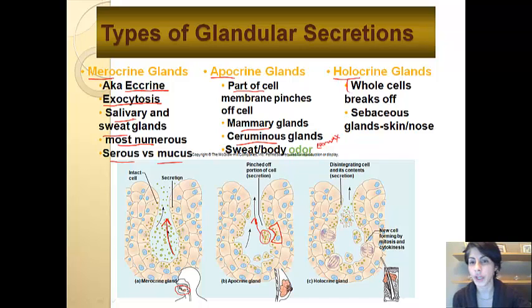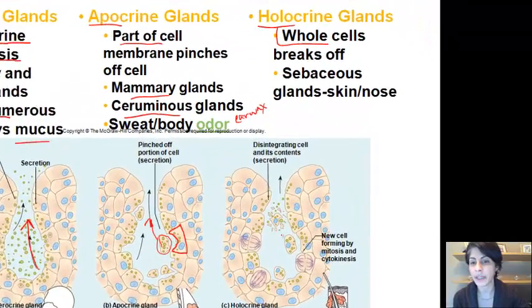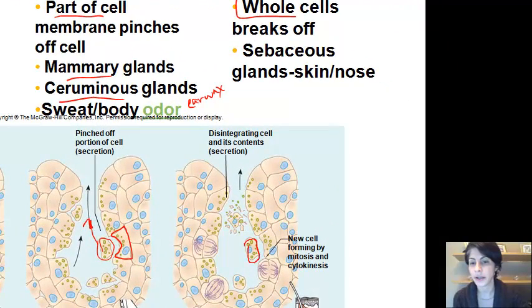Holo means whole. So here, whole cells are pinching off and disintegrating as time goes by. These types of glands have a lot of mitosis going on because obviously the whole cell pinches off. Here you have things like sebum, sebaceous glands, that are associated with skin and nose.